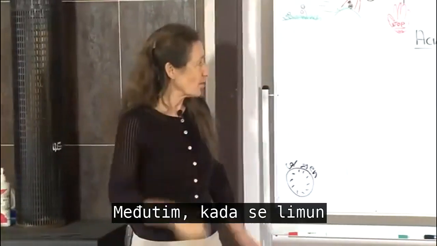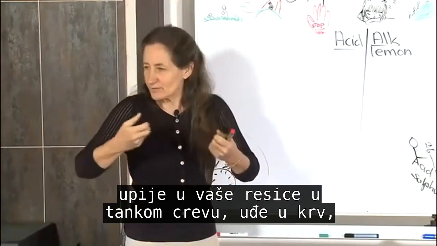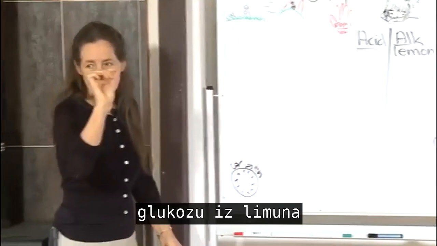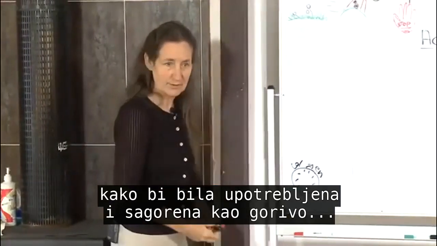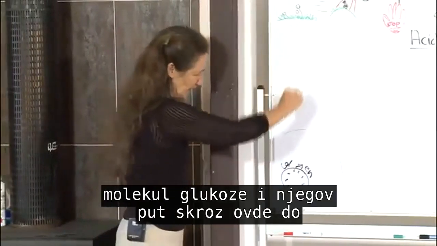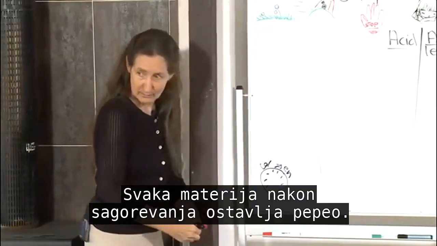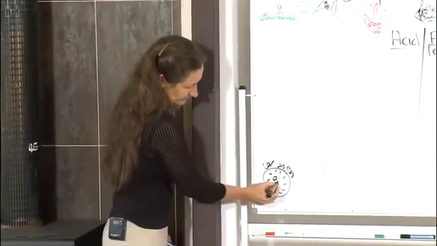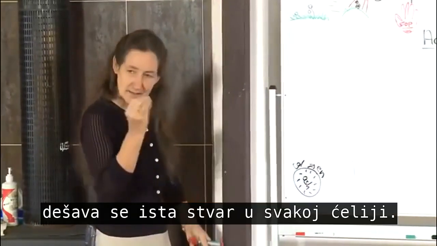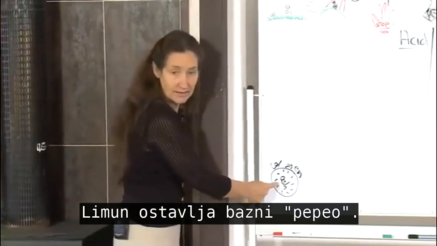But when the lemon is split into singular structures, absorbed into your little villi, gets into your blood, goes to the liver, and the liver sends that glucose from the lemon to the cells to be burnt as fuel. Let's follow that little molecule of glucose way down into the energy cycle in the cell where it is burnt. All matter, when it is burnt, leaves an ash. And the food we eat, when it is burnt inside every cell in the body, is no exception. The lemon leaves an alkaline ash.